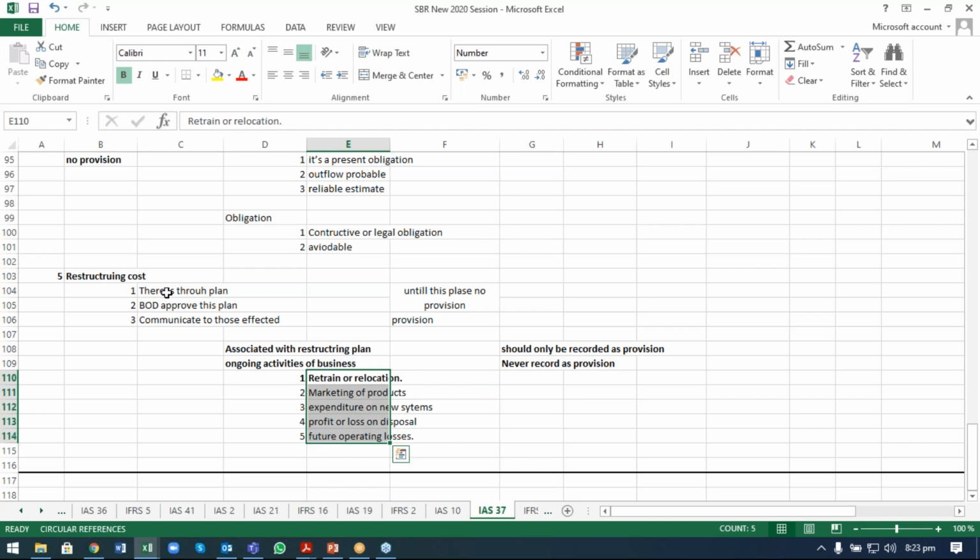So provision should be created for any redundancy payments, because if that department is going to close, only then you have to pay for the redundancies. Are you understanding? So anything that was directly and clearly associated with the restructuring plan, you have to record provision only for that specific item. Only those activities which are associated with the restructuring plan should be included.